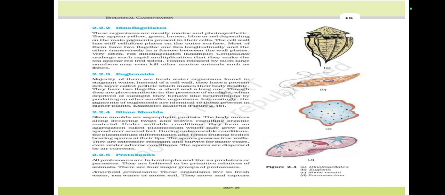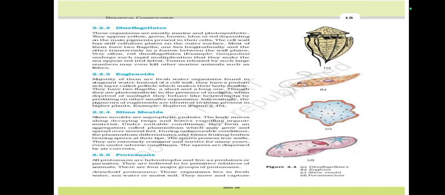Slime moulds. Slime moulds are saprophytic protists. The body moves along decaying twigs and leaves, engulfing organic material. Under suitable conditions, they form an aggregation called plasmodium, which may grow and spread over several feet. During unfavorable conditions, the plasmodium differentiates and forms fruiting bodies bearing spores at their tips.